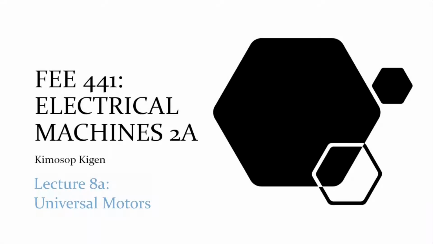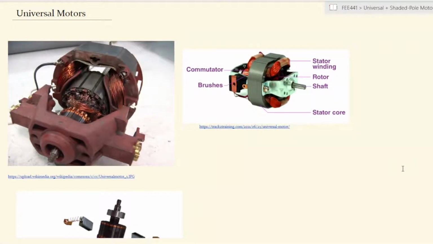This lecture is about universal motors. Universal motors are some of the most common and widely used motors available in industry. These are used in small portable machines because of their durability, compactness, and also their robustness. So let's look at the universal motor.